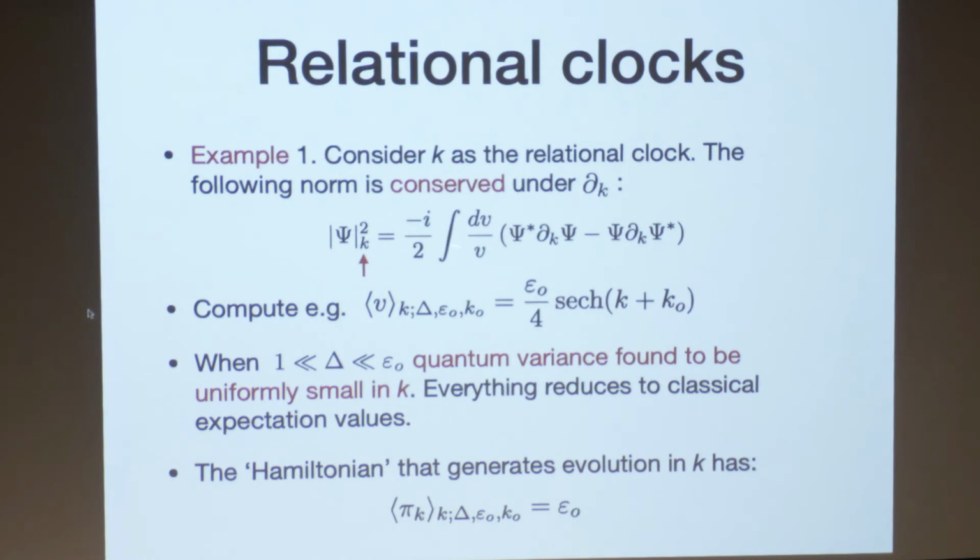And I can check that this doesn't depend on K. So it's conserved: d/dK of this is 0. The state psi depends on K, things are evolving in K, but the norm is conserved. So probabilities are conserved, which they had better be. So the Wheeler-DeWitt equation has enough structure to let you define relational clocks that give you a norm and probabilities that are conserved. So it's unitary in that sense.